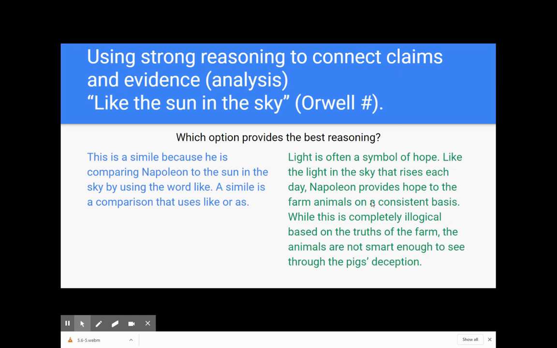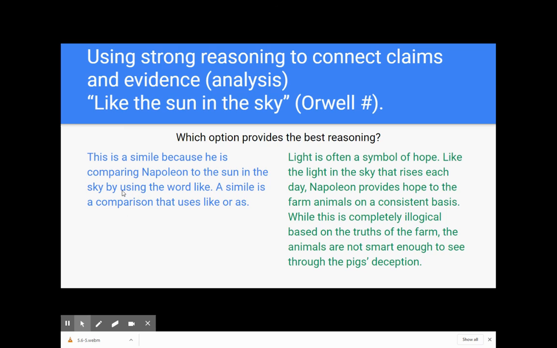This is an example for a text you're going to be reading second semester, Animal Farm. So in this example, I'm using this quote, okay? "Like the sun in the sky," and you're always going to cite, we'll talk about that tomorrow, okay? Which one is the best reasoning? This is a simile because he is comparing Napoleon to the sun in the sky by using the word like. A simile is a comparison that uses like or as, okay? It's just saying he's like the sun in the sky.